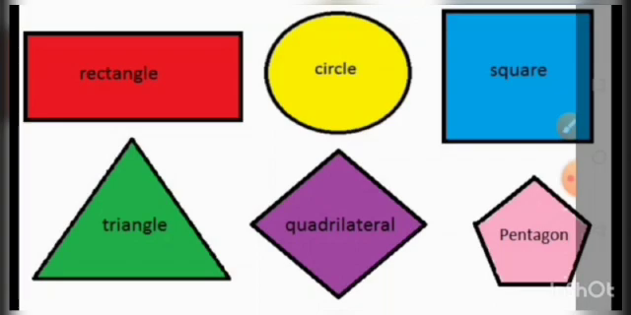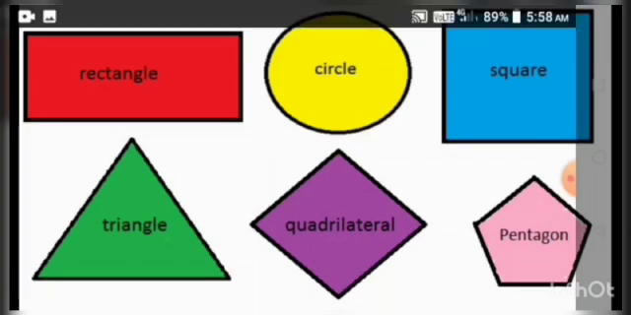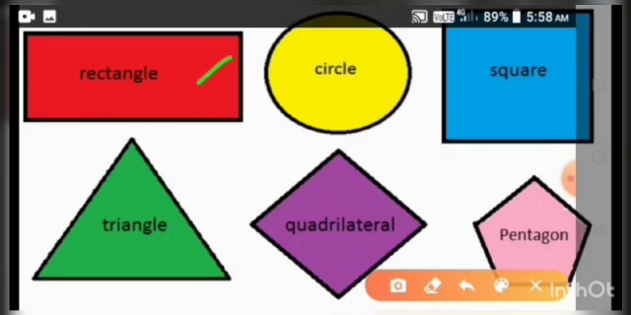What are the shapes? You see the first one, rectangle, circle, square, triangle, quadrilateral, and also pentagon. Okay, those are all called 2D shapes. 2D means having only two dimensions, such as breadth and height, but no thickness. Those are all called 2D shapes.